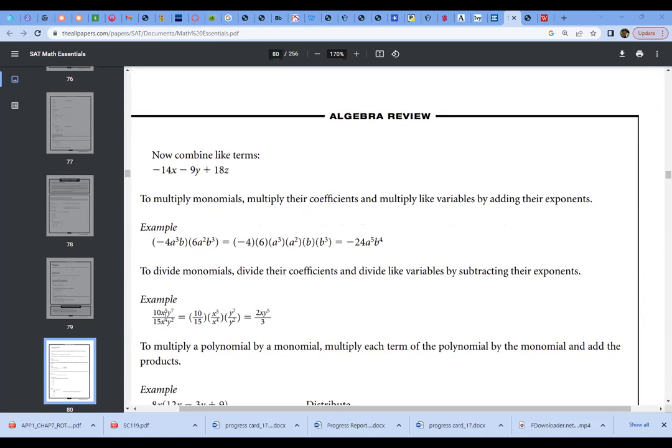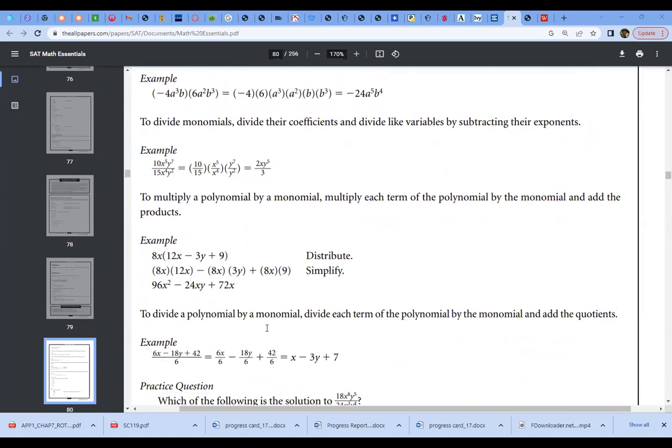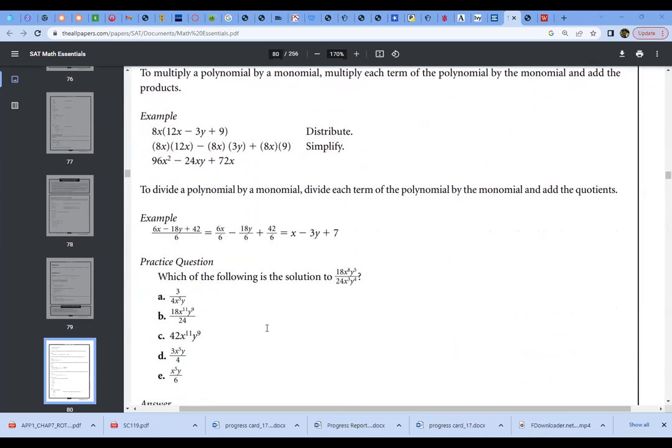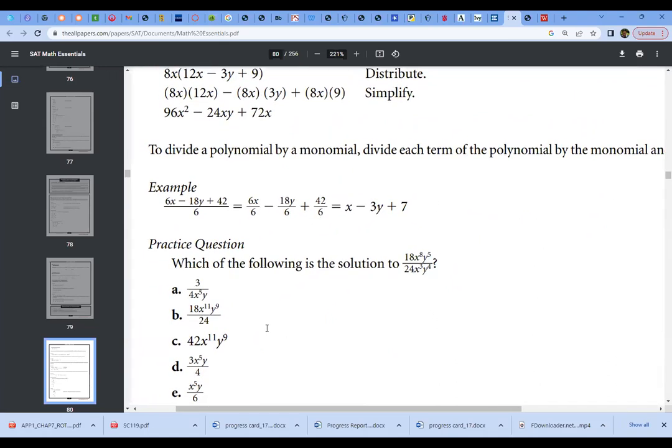If you have an example like this and need to divide polynomials, you divide the numbers together and then divide each variable individually to get the final answer. So let me give you this example. This is an SAT question. You have something like this, and we need to simplify to find the solution. Which of the following is a solution to this polynomial? 18x to the power 8, y to the power 5, divided by 24x to the power 3, y to the power 4.